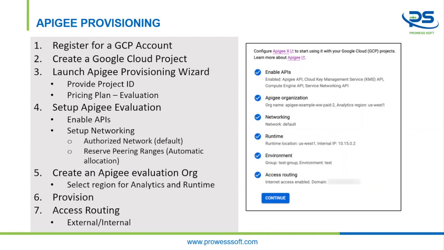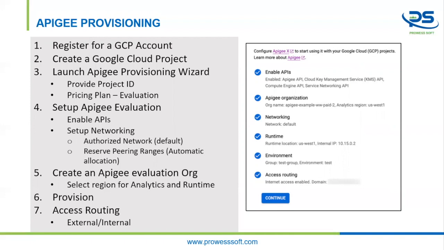and then it will let you pick a pricing plan. For our case, you could use evaluation. So once you select evaluation, it will ask you for a few things. It will let you enable the APIs so that you are able to invoke the functionality within the Apigee instance. And then it will also let you set up the networking.